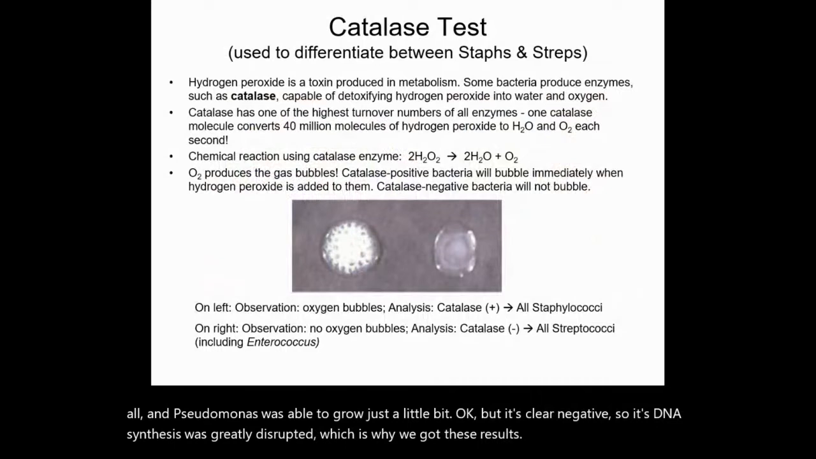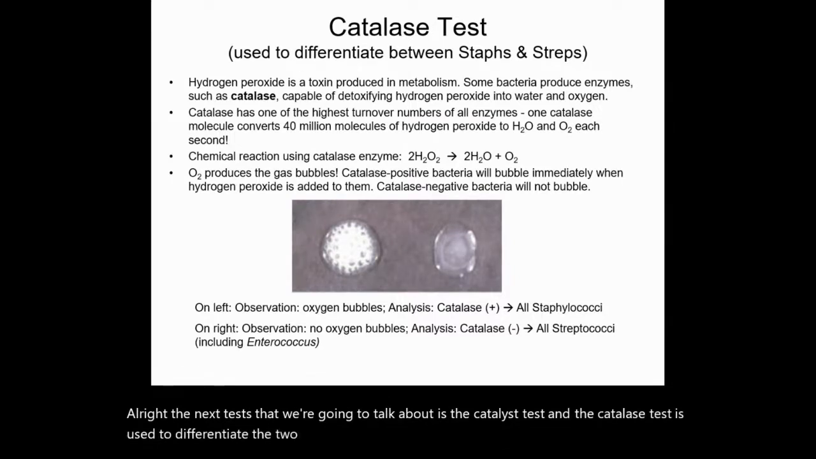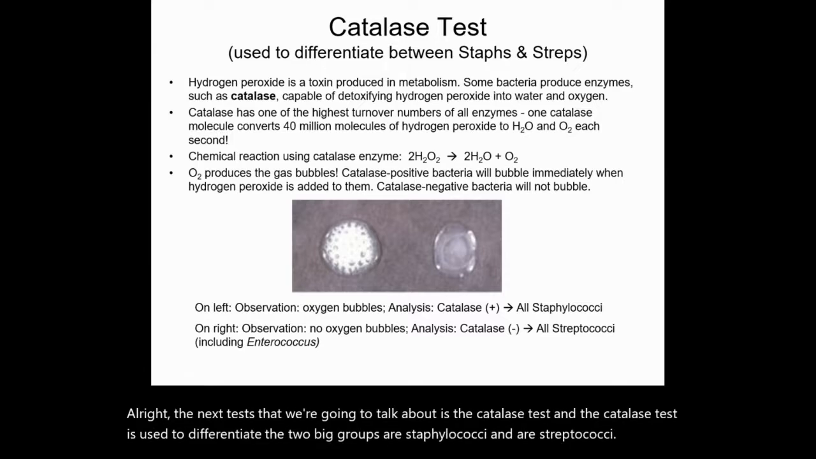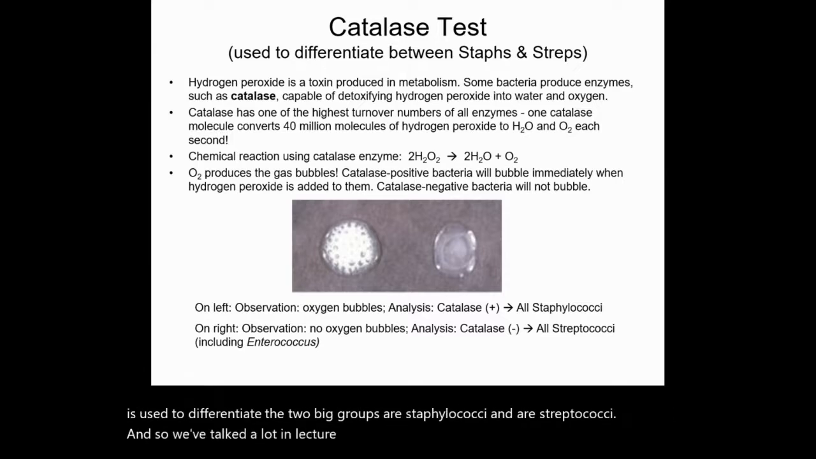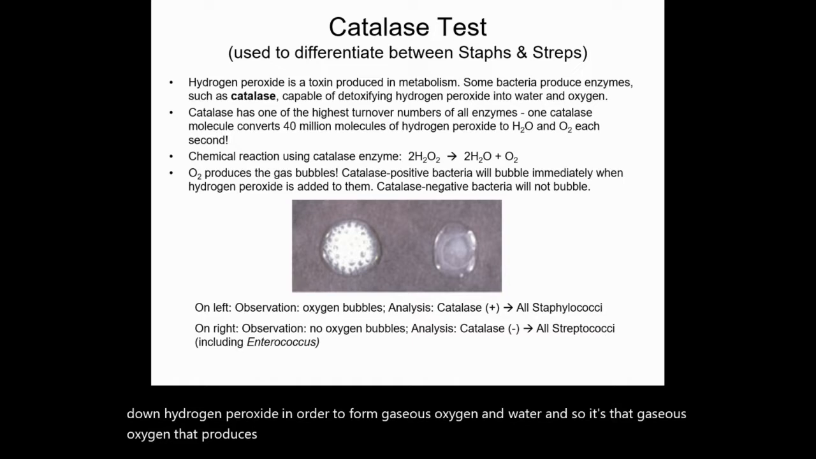All right, the next test that we're going to talk about is the Catalase Test. And the Catalase test is used to differentiate the two big groups, our Staphylococci and our Streptococci. And so we've talked a lot in lecture already about the enzyme catalase. Remember, it breaks down hydrogen peroxide in order to form gaseous oxygen and water. And so it's that gaseous oxygen that produces the bubbles that you sometimes see if you've ever tried to clean out a minor flesh wound with peroxide.